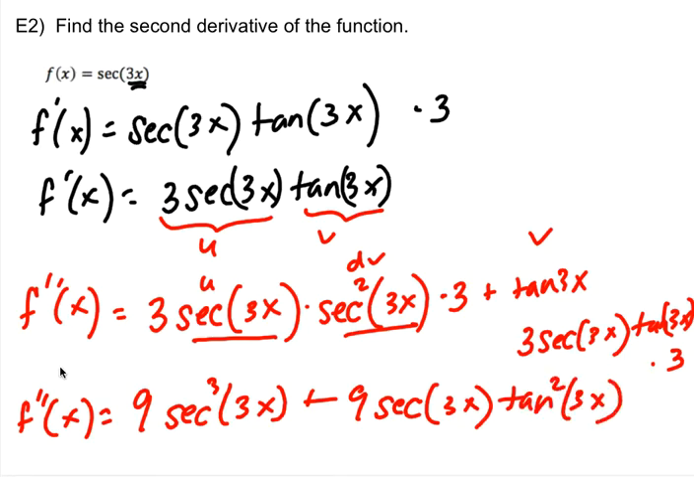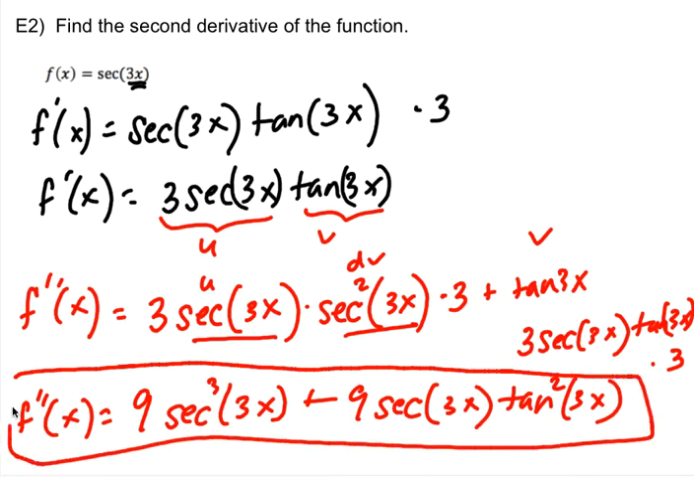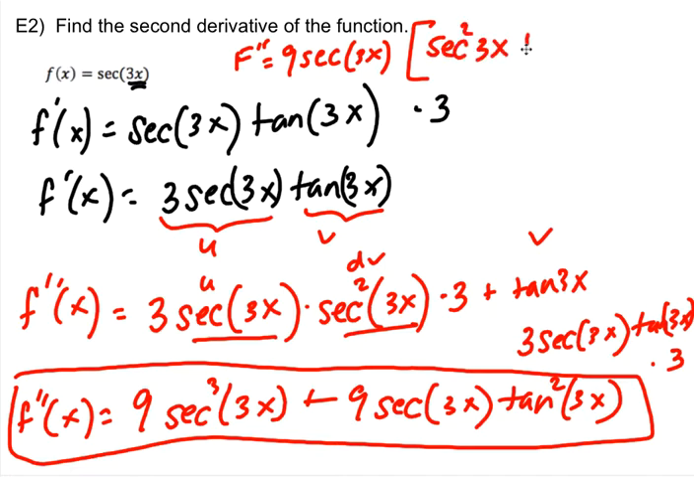Now that's great. If you wanted to take out a GCF, you could definitely take out a 9 and also a secant, and that's fine, right? So just to show you what I mean by that, my f double prime could be a 9. I could take out a secant of 3x, and what seems to be left is a secant squared of 3x plus a tangent squared of 3x, which is also fine. So that answer's great too, right?